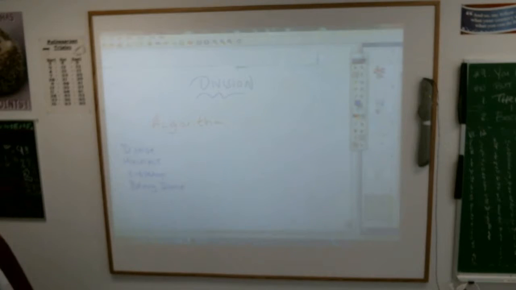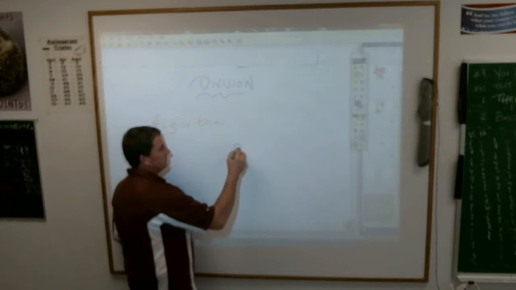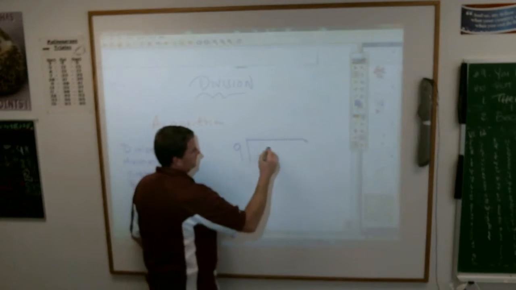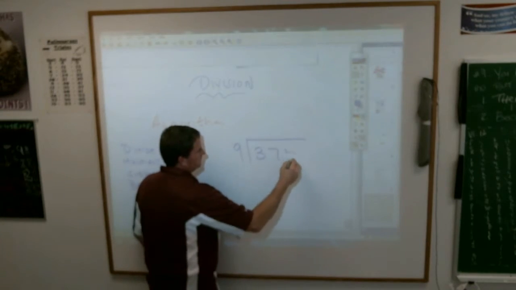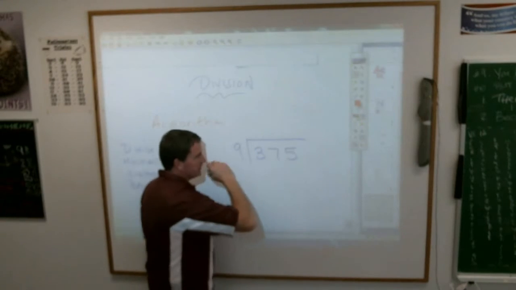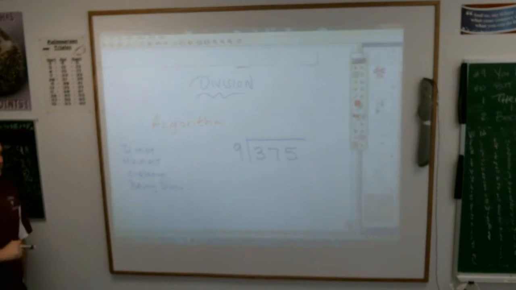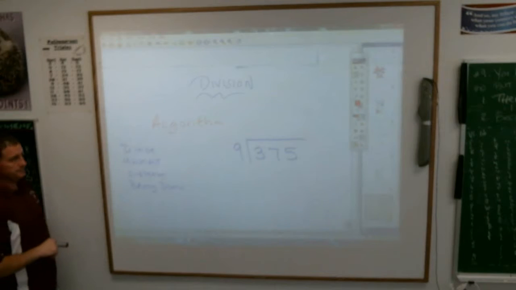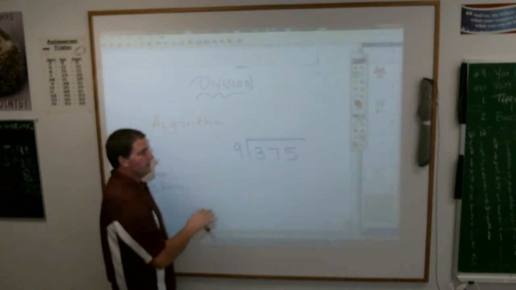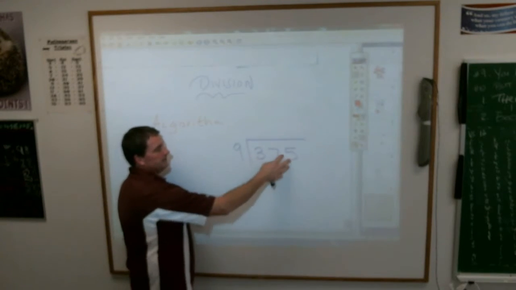And the deal is, what's different from what we already did is that you're going to have to do it more than once. And a lot of this depends on how good you are at your division. Let's do 9 into 375. And some things I'm going to tell you, you need to be very, very careful about. Okay? And this is kind of the gist here.